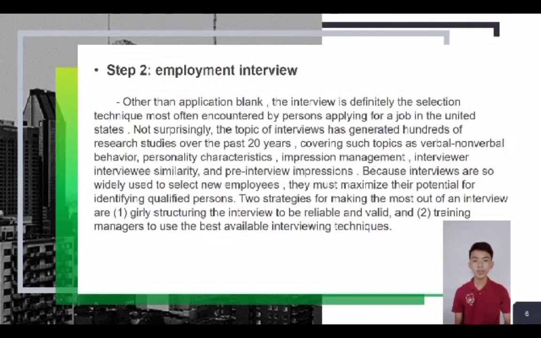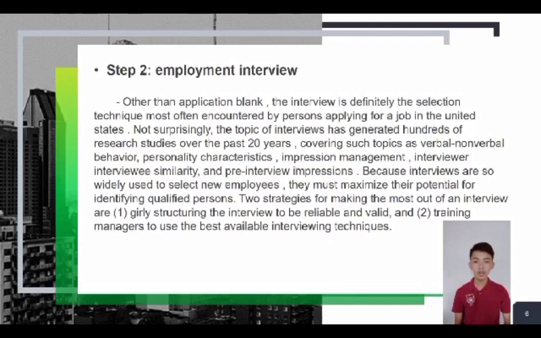Step 2. Employment interview. Other than the application blank, the interview is definitely the selection technique most often encountered by persons applying for a job in the United States. Not surprisingly, the topic of interviews has generated hundreds of research studies over the past 20 years, covering such topics as verbal and nonverbal behavior, personality characteristics, impression management, interviewer-interviewee similarity, and pre-interview impressions.